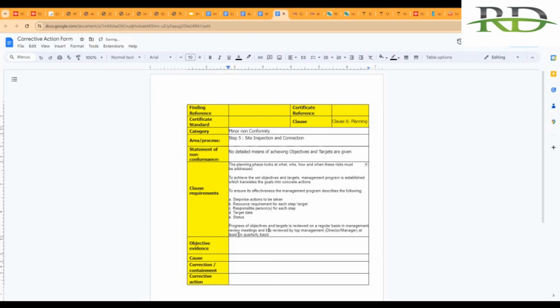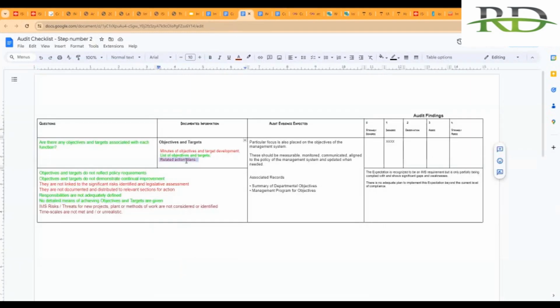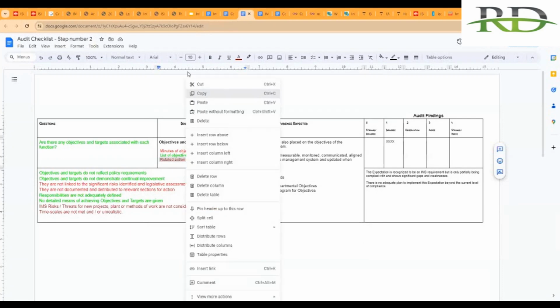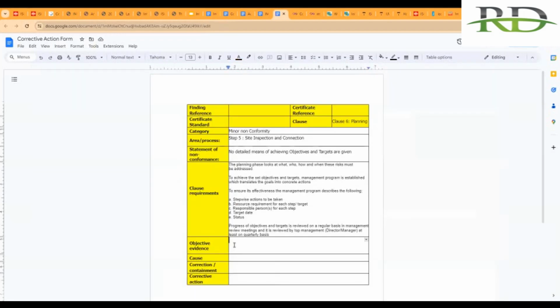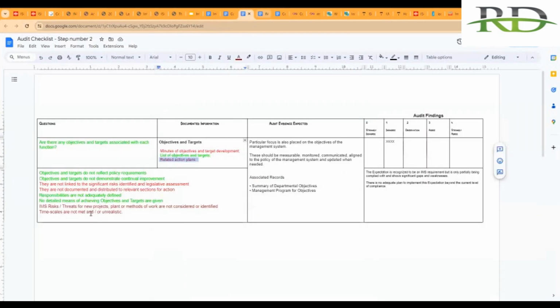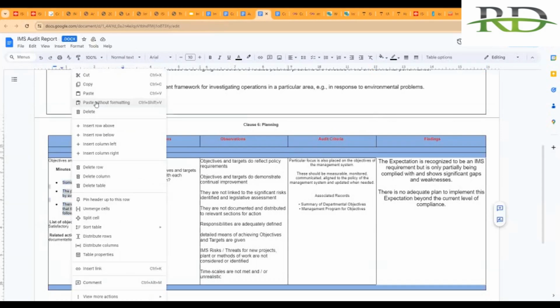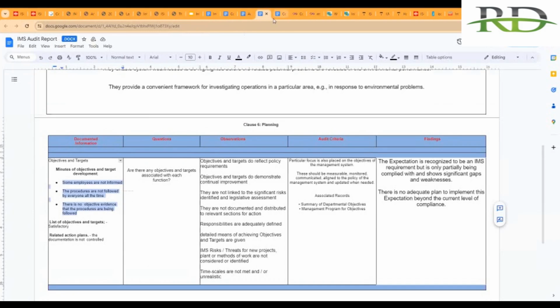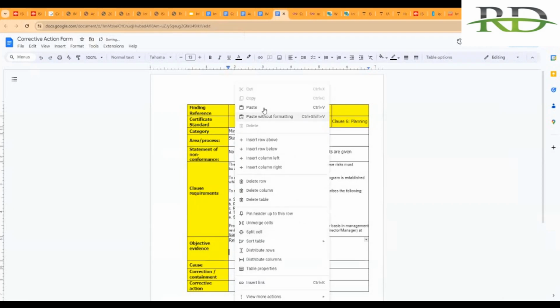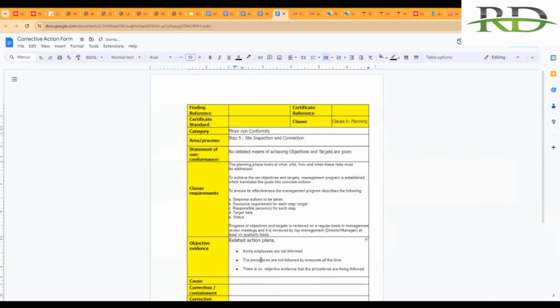Not only do I tell them where the non-conformity is, but I also tell them what they were supposed to do. And then lastly, I have to give objective evidence. Objective evidence comes from the documented information. So let's say I can say these related action plans. What objective evidence do you have that is going to confirm that this was not done and that this statement is true? So I can say, when I looked at your related action plans, this is what I saw. Some employees are not informed, the procedures are not being followed by everyone all the time, and so on. So I present my findings like this as an auditor.